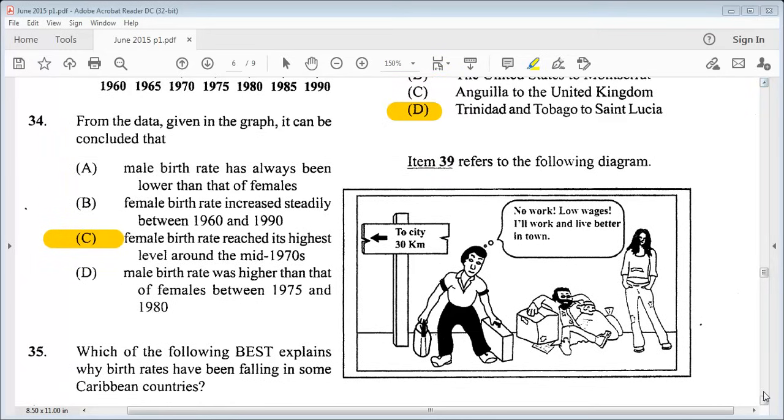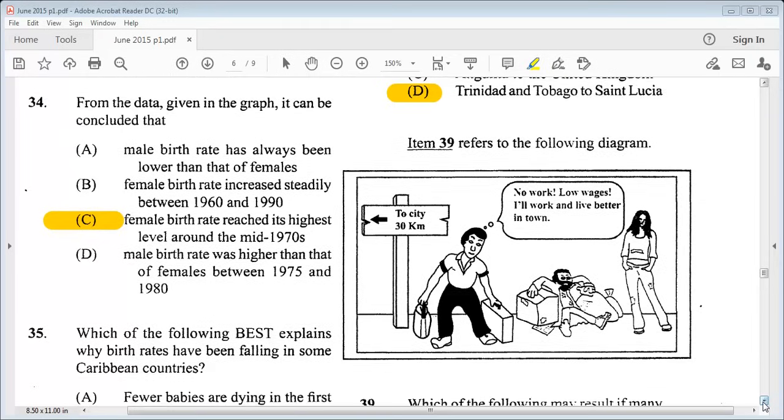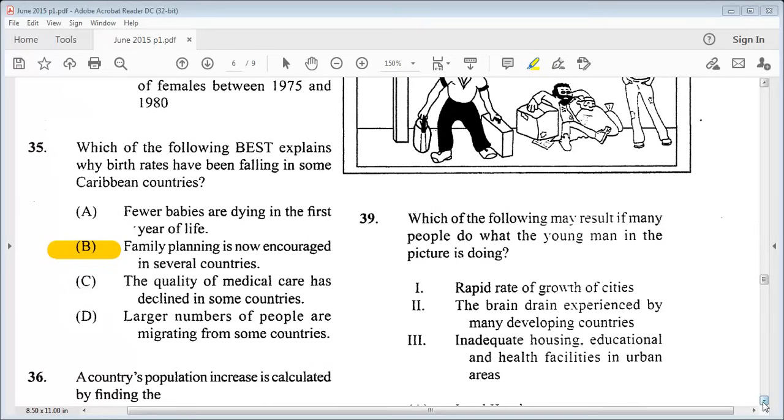look at the following diagram. So here we see a man moving out. Notice it says no work, low wages, I'll work and live better in town. So it seems he's moving out of a rural area to go and search for better. Which of the following may result if many people do what the young man in the picture is doing?